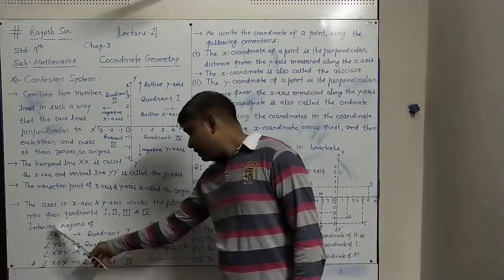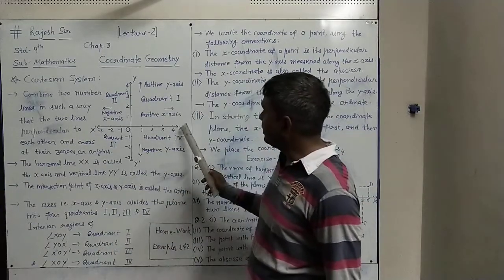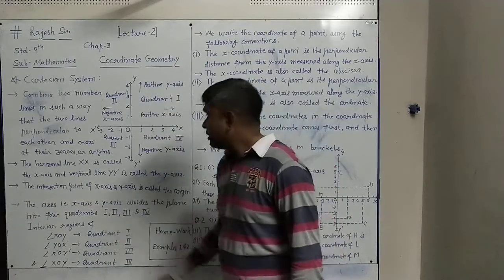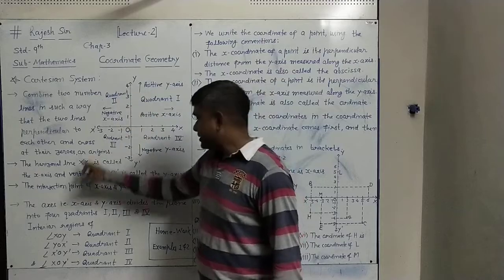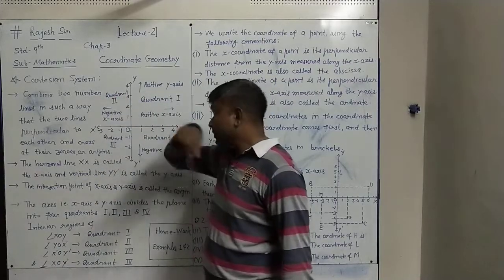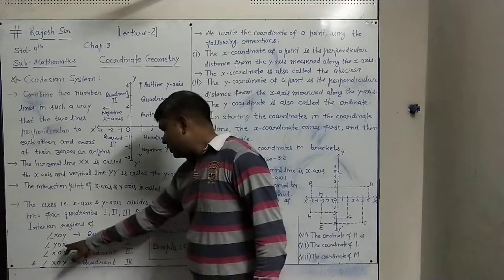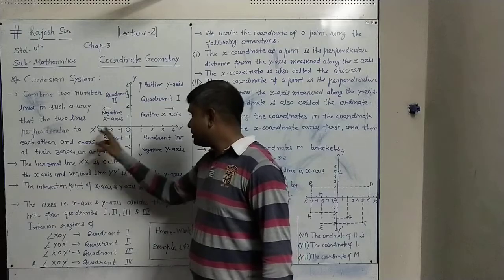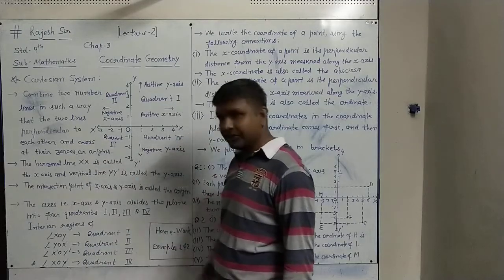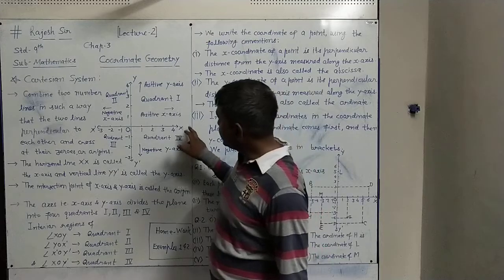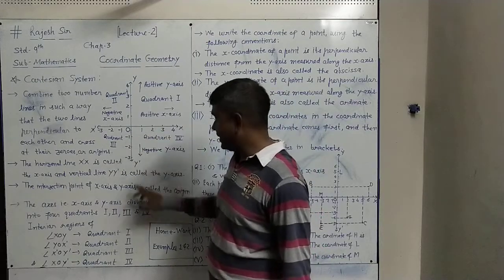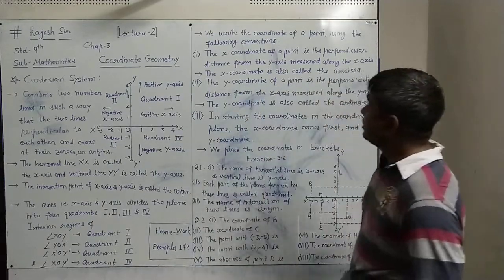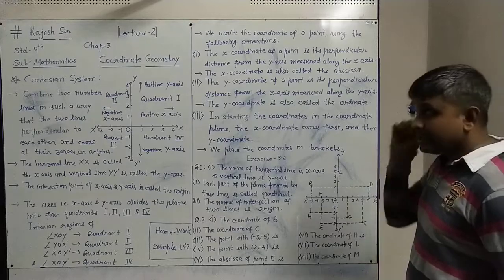Precisely, the interior region of angle XOY is called quadrant 1. The interior of angle YOX' is quadrant 2. The interior of angle X'OY' represents quadrant 3. And the interior region of angle XOY' represents quadrant 4. So this is the Cartesian system.